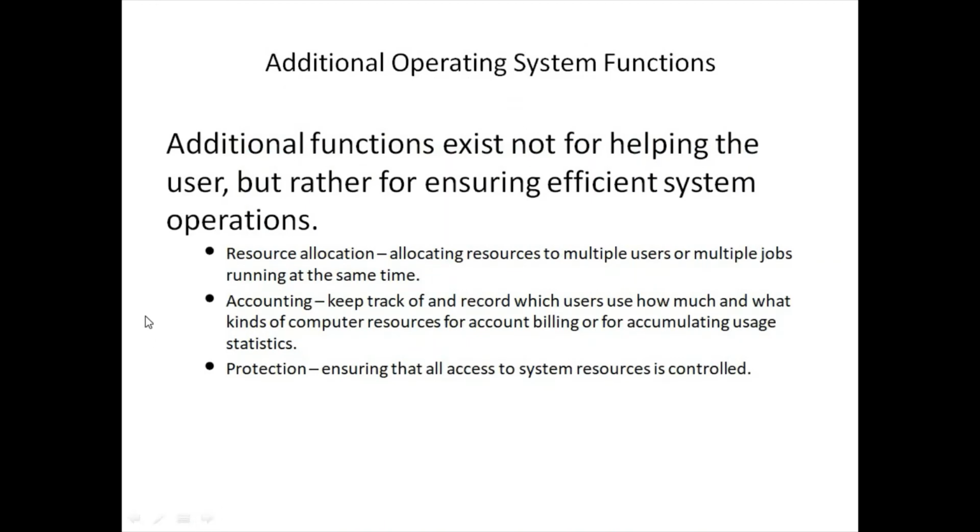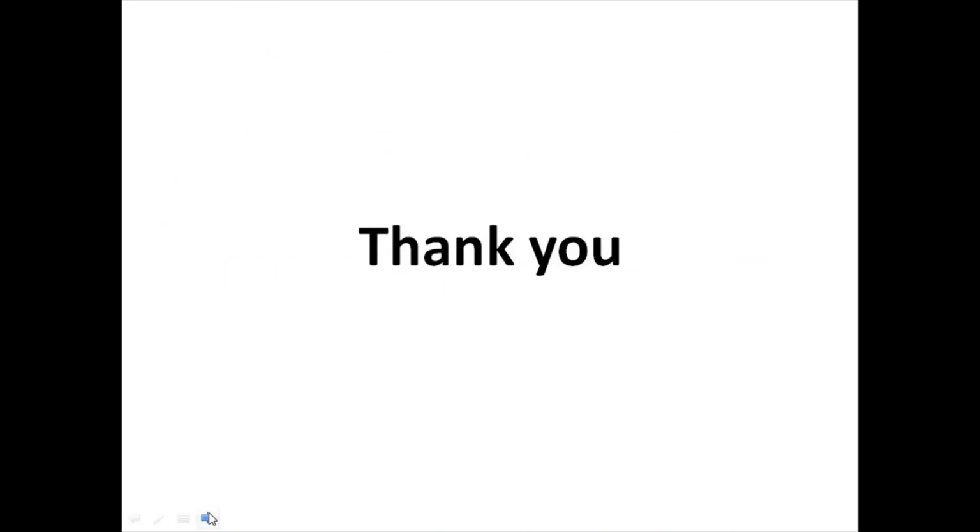The additional operating system functions exist not for helping the user but rather to ensure efficient system operation. The operating system's main job is resource allocation. It allocates resources to multiple users or multiple jobs running at the same time. It keeps a record of which user uses how much and what kind of computer resources, for account billing and for accumulating user statistics. Protection ensures that all access to system resources is controlled.